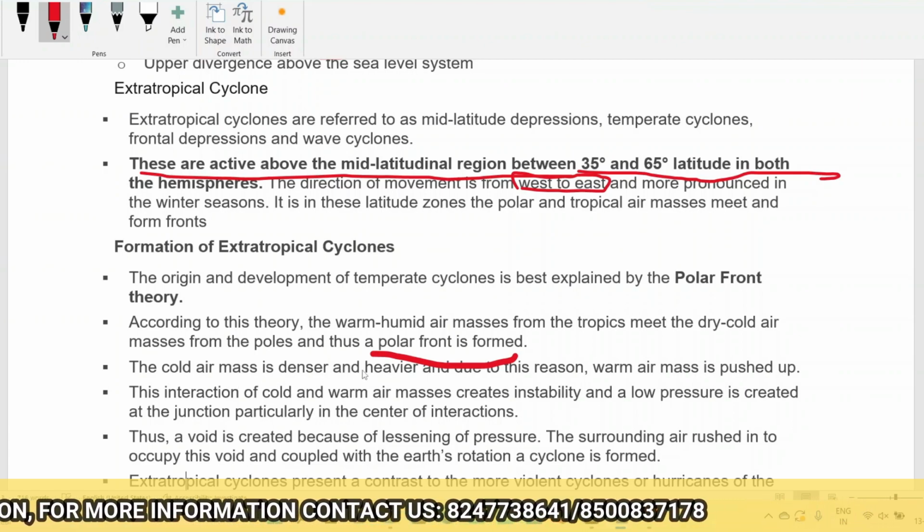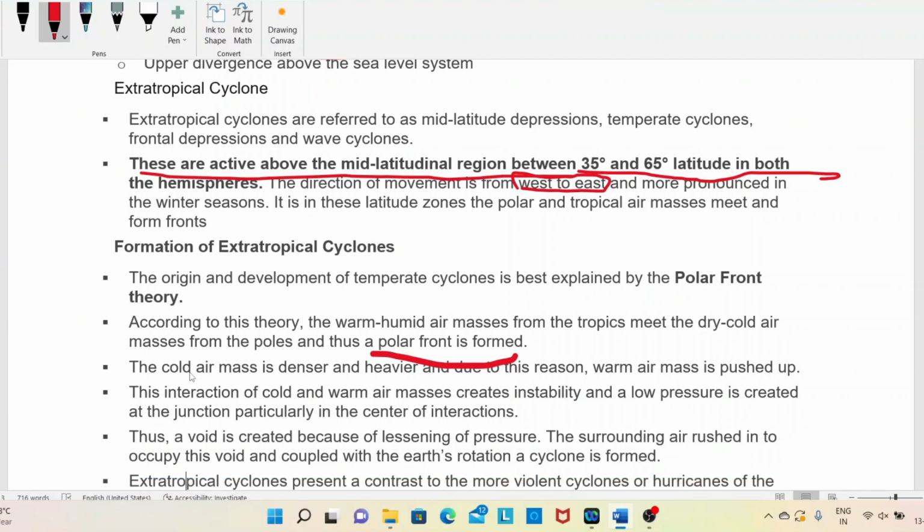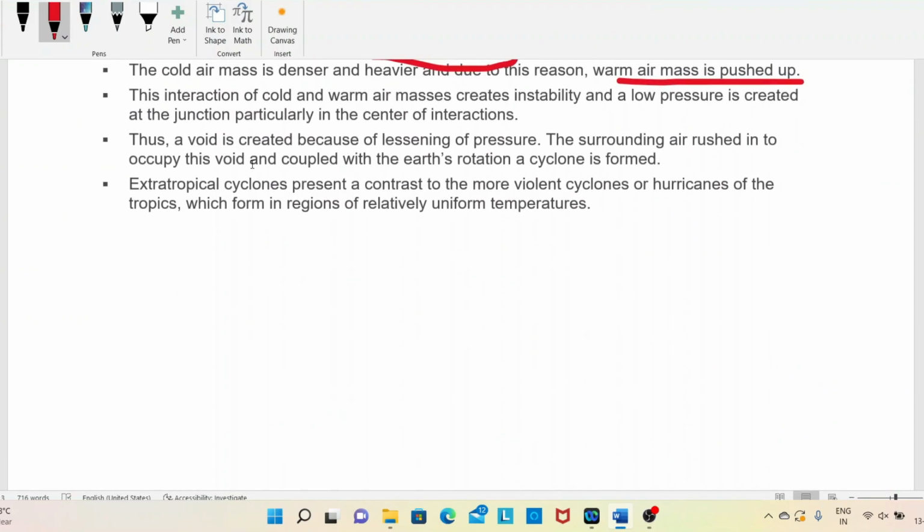The cold air mass is denser and heavier, and because of this, the warm air mass is pushed up. This interaction of cold and warm air masses creates instability, and low pressure is created at the junction, particularly in the center of interaction. Thus, a void is created because of the lessening pressure, and the surrounding air rushes in to occupy the void. Coupled with the Earth's rotation, the cyclone is formed.